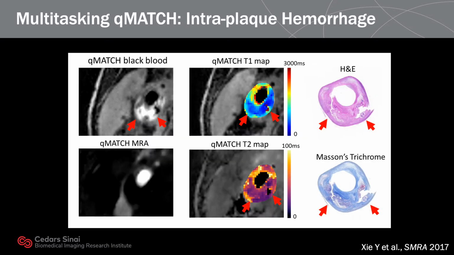This is an example delineating an area in the wall with T1, T2 values acquired using qMATCH that are consistent with the subacute intraplaque hemorrhage verified by histology.